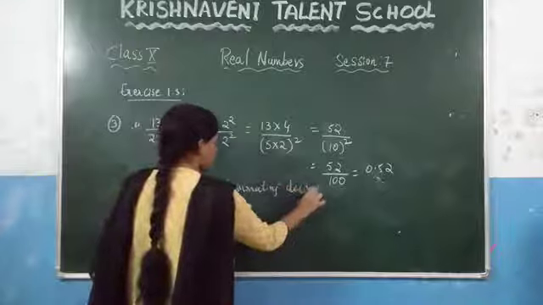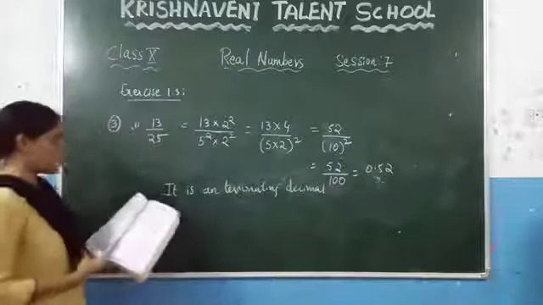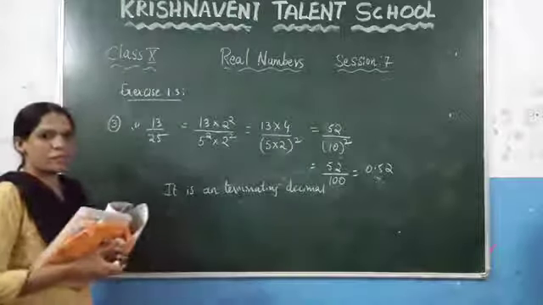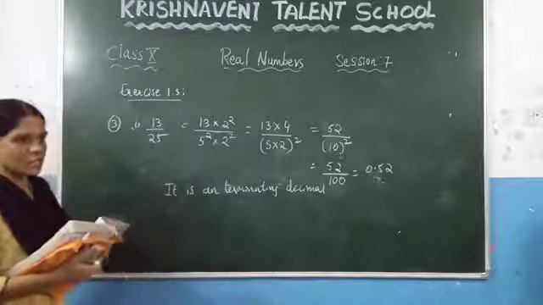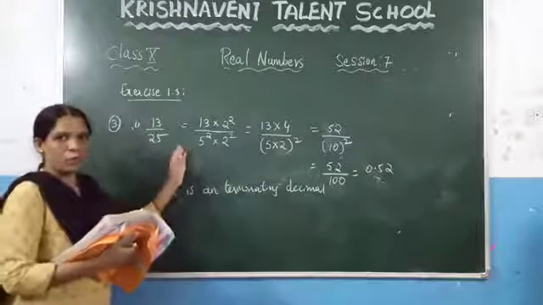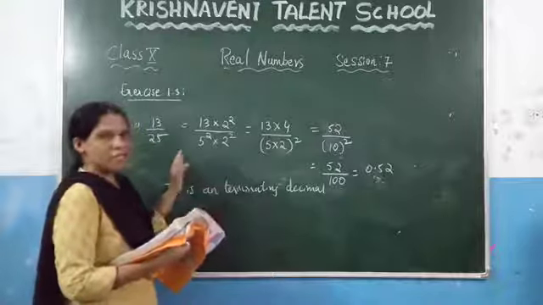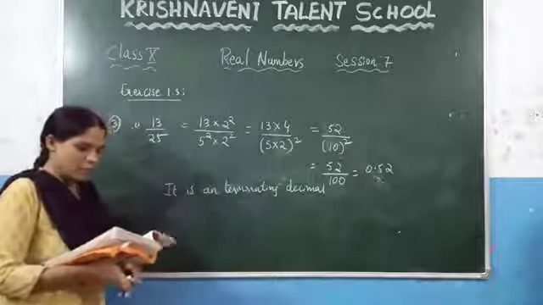Just check the denominator, and after doing the prime factorization, you have to state whether it is a terminating decimal or not by seeing the denominator. If it is in the form of 2 power n and 5 power n, we can say that it is a terminating decimal. Otherwise, it is a non-terminating repeating decimal.